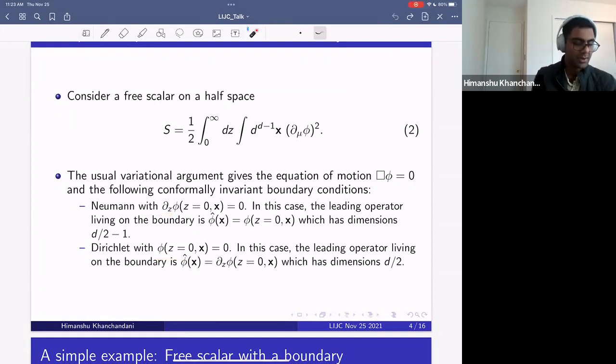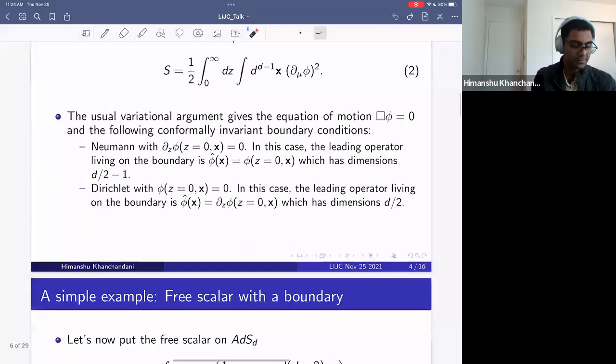In the Neumann boundary condition, you impose this. Then the leading operator on the boundary is just the phi field taken to the boundary, and it has dimension d/2 - 1. And if you impose the Dirichlet boundary condition, then the leading operator on the boundary is the derivative of the field on the boundary, and it has dimension d/2. Now let's see how this comes about from AdS.